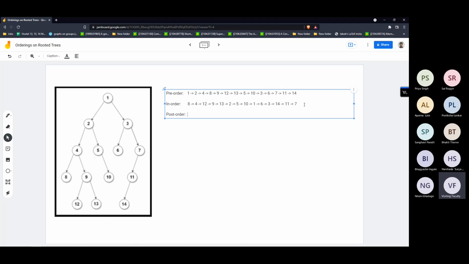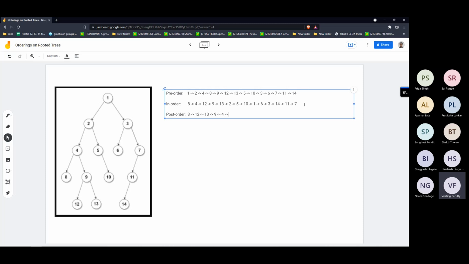So let's begin. Root is 1. We keep it there. We go to the left subtree. Root is 2. Keep it there. Go to the left subtree. Root is 4. Keep it there. Go to the left subtree. That is a singleton. Now the root is 4. We still keep it there. We go to the right subtree. Right subtree, root is 9. We go to the left subtree 12. Then the right subtree 13. And then the root 9. Because it's post order.